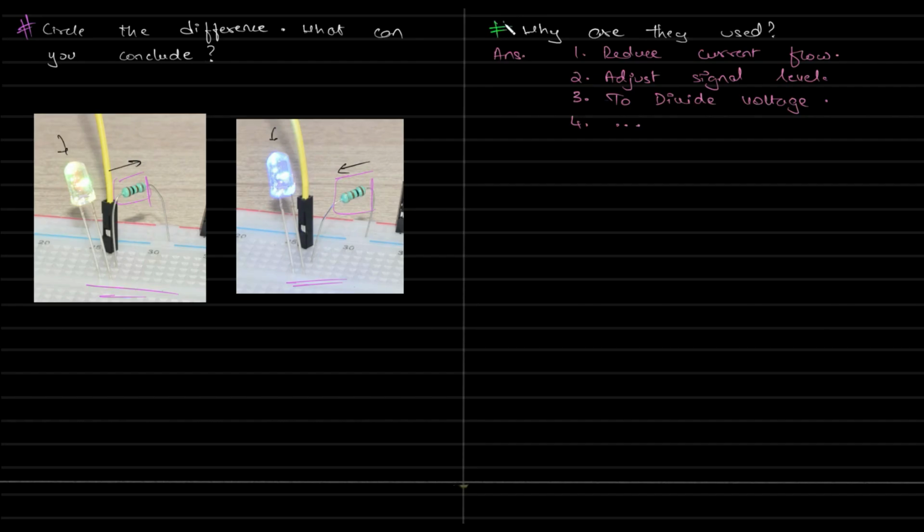So now the question: where do we use it? Why do we need it? To reduce current flow. It makes sense. A resistor offers resistance, so obviously there will be a reduction in current flow. But why do we need it? I mean, who decides the reduction in current flow? I'll give you a simple example. You take your phone or a laptop or whatever it is.